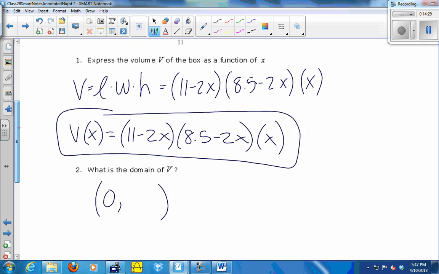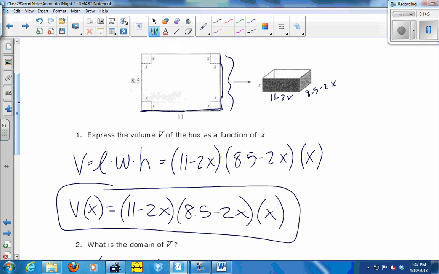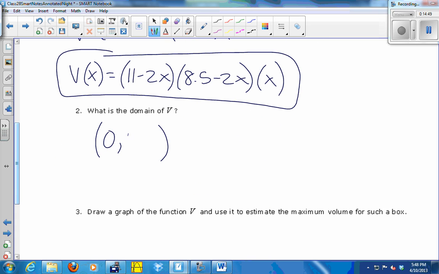Okay. And what's the largest x that makes sense for this problem? Yeah, it'd have to be less than 4.25, because if you went exactly 4.25, you're just going to cut the paper in half, and you're not going to be able to make a box. So it has to be less than 4.25. So I put a round bracket. I mean, really, 4.24 would be really tough to make a box because you just have like a little teeny, it's a theoretical box.